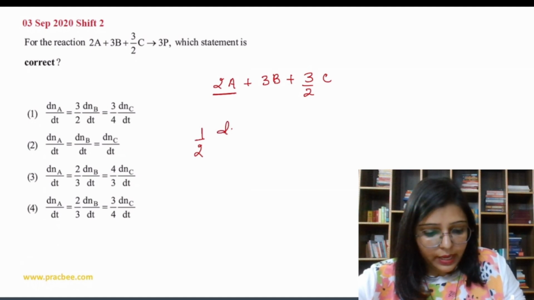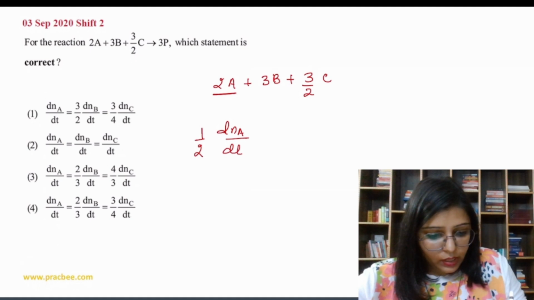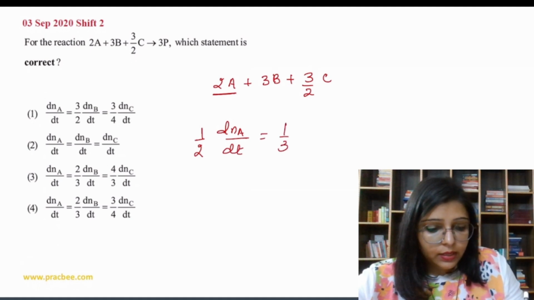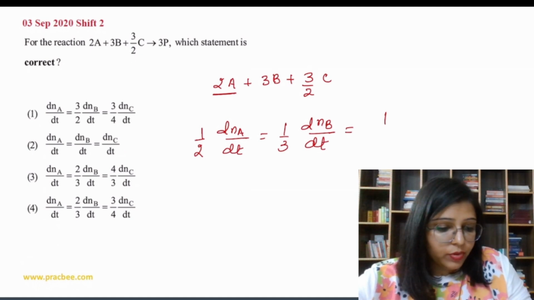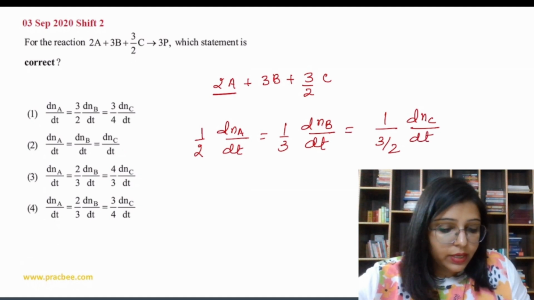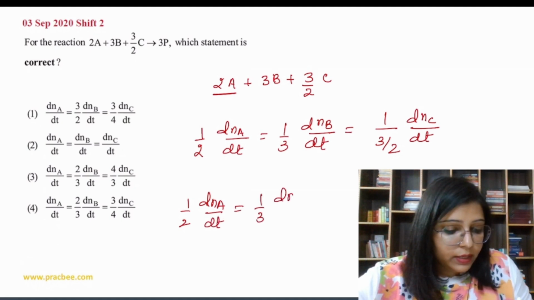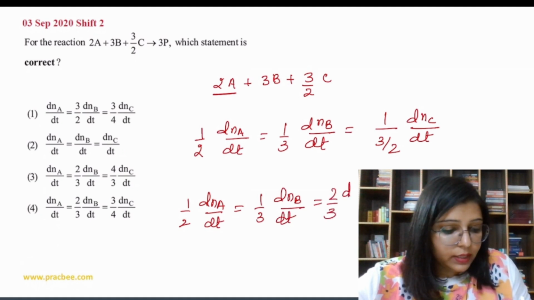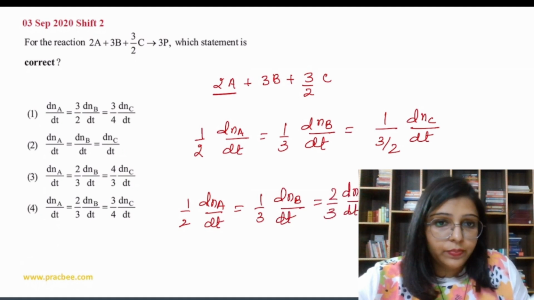ठीक है, तो 1 by 2 dNA by dt is equal to 1 by 3 dNB by dt, and that is equal to 1 by 3 by 2 dNC by dt. So on solving this further, we get 1 by 2 dNA by dt is equal to 1 by 3 dNB by dt is equal to 2 by 3 dNC by dt.